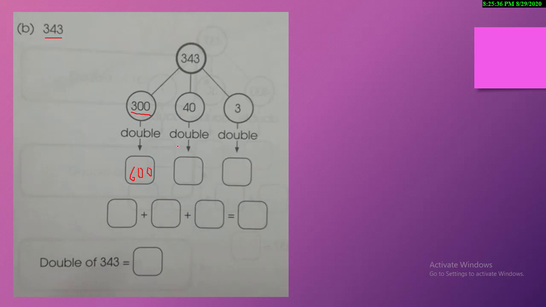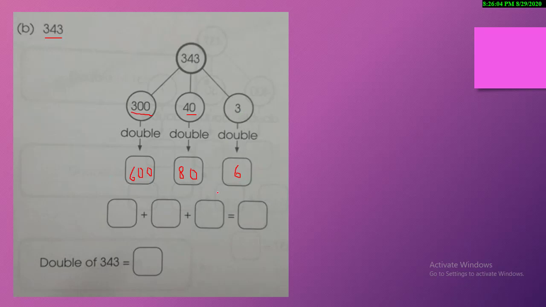For the second step, double of 40. So what you're going to do is multiply the number 4 with 2. 2 fours are 8. So you will write down 8 over here. And how many zeros are there? Only one zero, so it will come as it is. Now for the last number, that is 3, just multiply 3 with 2. 3 twos are 6, so it will come as it is. There are no zeros with it, so no zero will be here.